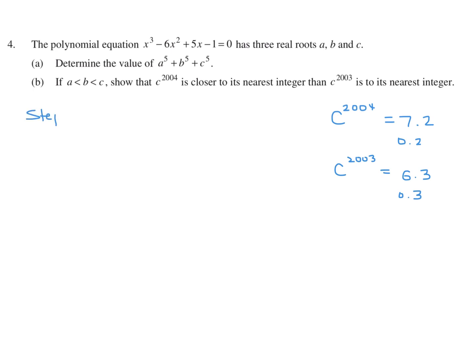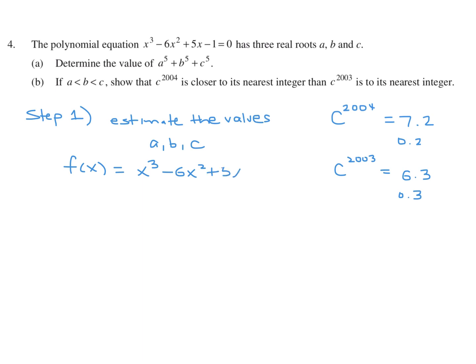Well, it involves 3 steps, and I'll go through each of these 3 steps. So the first is we have to estimate the approximate values of a, b, and c. And remember, a, b, and c are the roots of this equation, right? Because this is a continuation of the previous part. So the previous part told us that f at x is equal to x to the power of 3 minus 6x squared plus 5x minus 1.